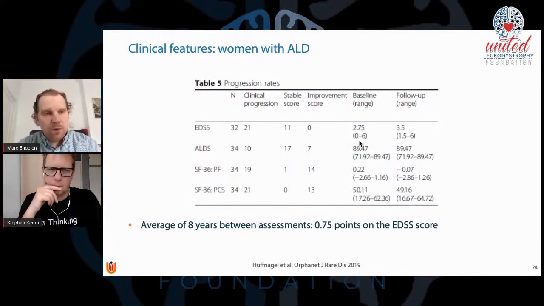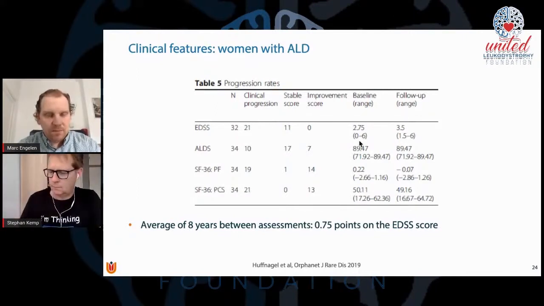And we did this in women with ALD. The EDSS score runs from 0 to 10. Over a period of 8 years, for the entire group, there was an increase in EDSS score of 0.75 points, which is not a lot. So this illustrates that ALD is extremely slow in women, which is good news, of course.